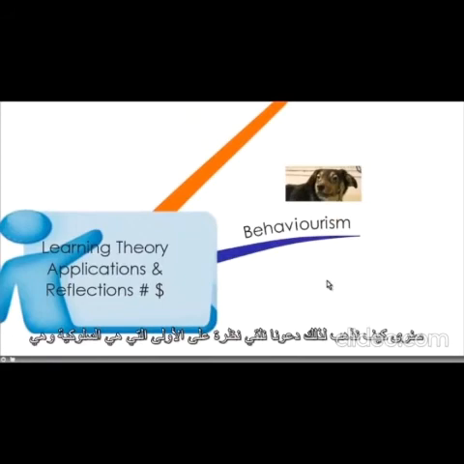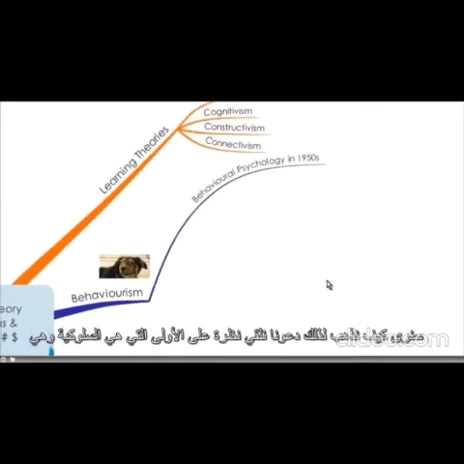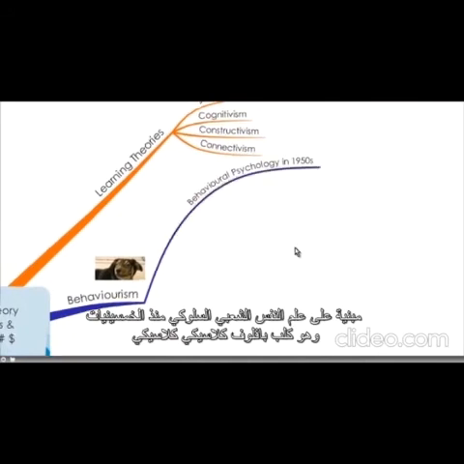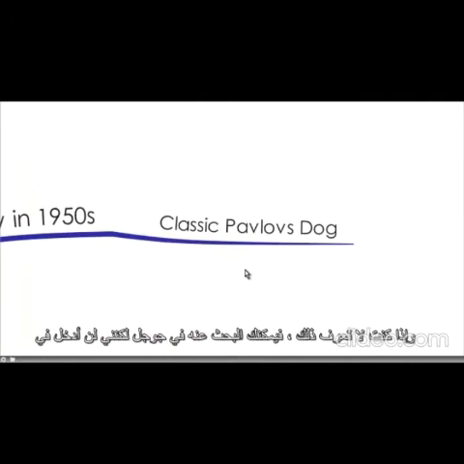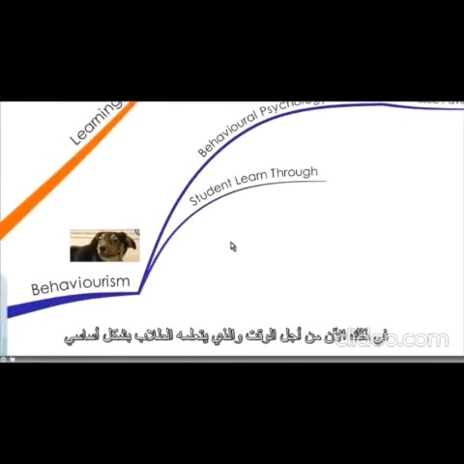So let's look at the first one, which is behaviorism. It's based on behavioral psychology from the 1950s, and it's the classic Pavlov's dog. If you don't know about that, you can Google it, but I won't get into it now for the sake of time.